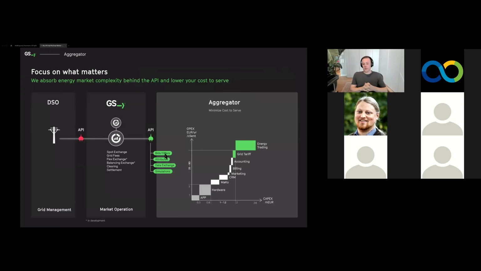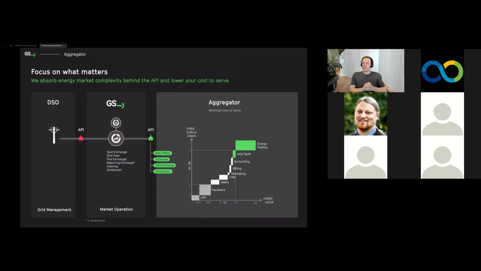So coming to the aggregators, we see a very strange kind of development in the last few years. There is some form of entry barrier for innovators on the aggregation side. If you want to build a utility right now, it costs you a lot of money. So here in this graph, I'm showing just the capital expenditure you need if you want to be a utility and provide services to final consumers. You need to build an app. You need to implement hardware. There is market communication, CRM, market billing, BRP reporting, all the stuff you have to do, and quite a big block that you need to build a system to be able to trade energy and actually do grid tariff accounting.